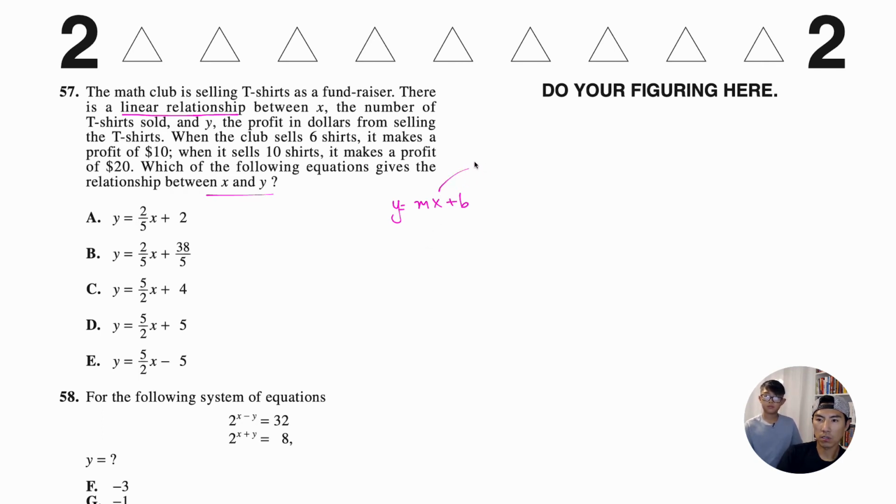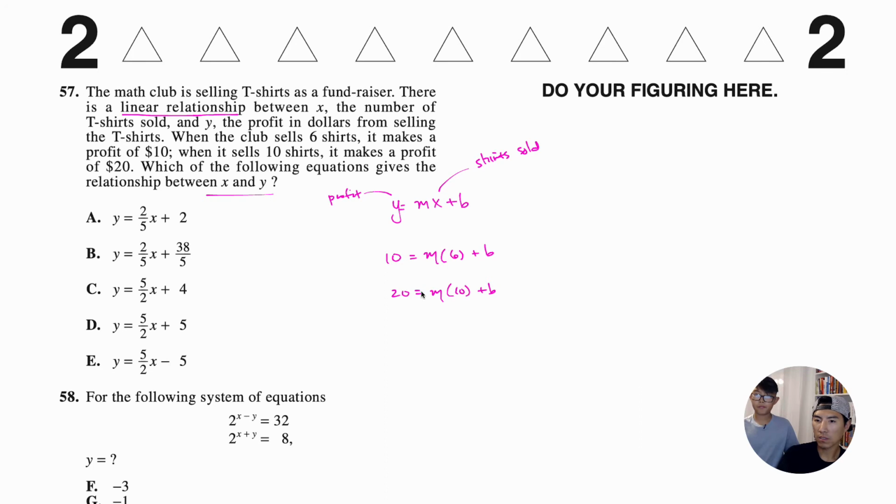So this is shirts sold, and Y is profit. When the club sells 6 shirts, it makes a profit of 10. So 10 equals slope times 6 plus B. When it sells 10, you have a profit of 20. Which of the following equations gives the relationship between X and Y?